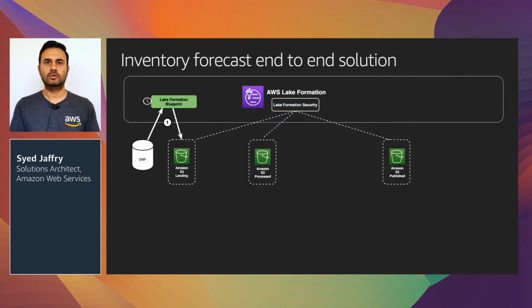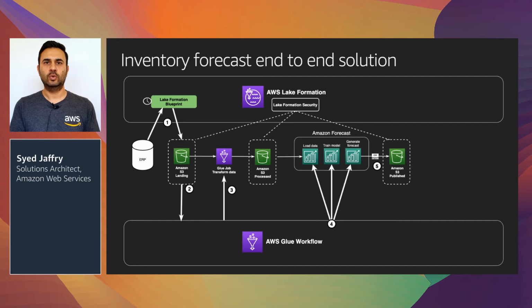So this is what your solution looks like. You have the 3 buckets: the landing, the processed, and published, and the security and governance is managed through AWS Lake Formation. You have the AWS Lake Formation blueprint that's ingesting data from the raw data source and into your landing bucket on a regular basis.